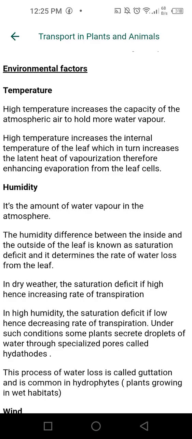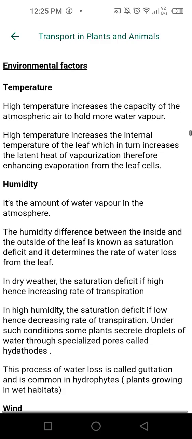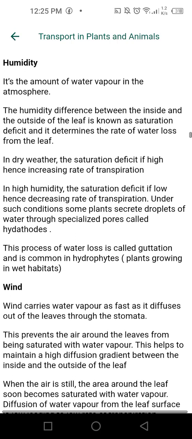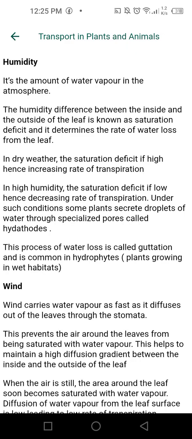Humidity. It's the amount of water vapor in the atmosphere. The humidity difference between the inside and the outside of the leaf is known as saturation deficit, and it determines the rate of water loss from the leaf. In dry weather, the saturation deficit is high, hence increasing the rate of transpiration. In high humidity, the saturation deficit is low, hence decreasing the rate of transpiration.